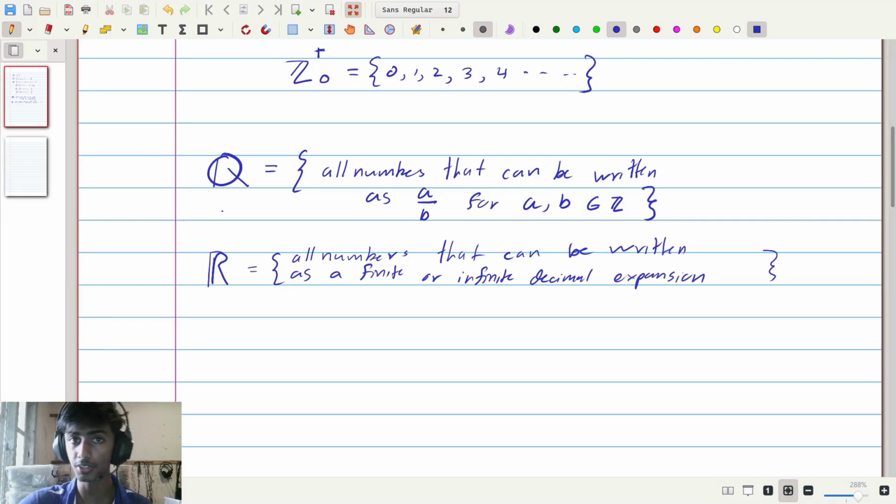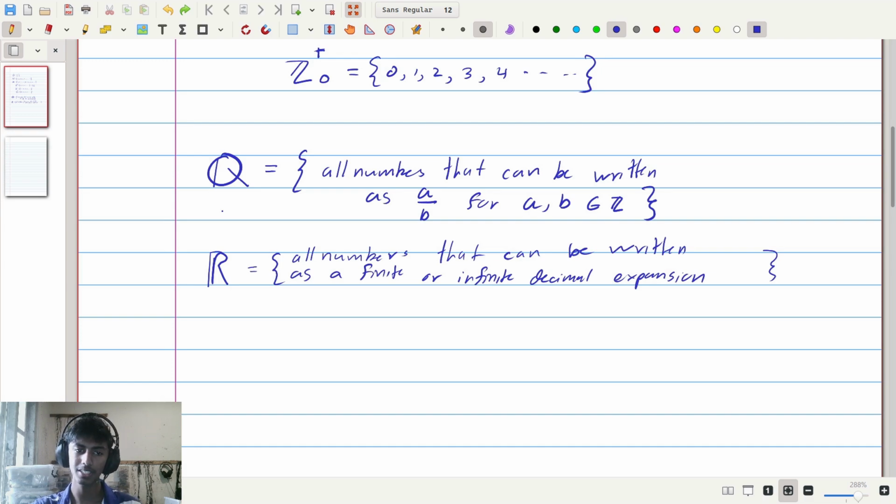This is not the exact definition, I repeat, but this is good enough. So the real numbers was for a long time one of the largest sets. In fact, you could consider it to be the largest set within all of these numbers. But there are numbers that do not exist within this set.